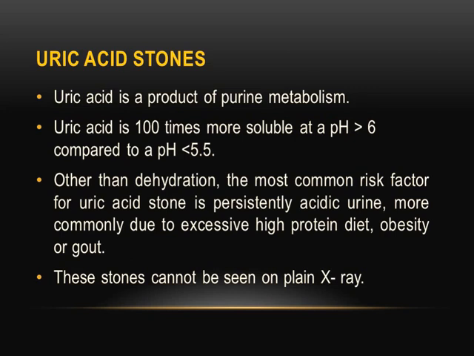Uric acid stones. Uric acid is a product of purine metabolism. Uric acid is 100 times more soluble at a pH more than 6 compared to a pH less than 5.5. Other than dehydration, the most common risk factor for uric acid stone is persistently acidic urine, more commonly due to excessive high protein diet, obesity, or gout. These stones cannot be seen on plain X-ray.